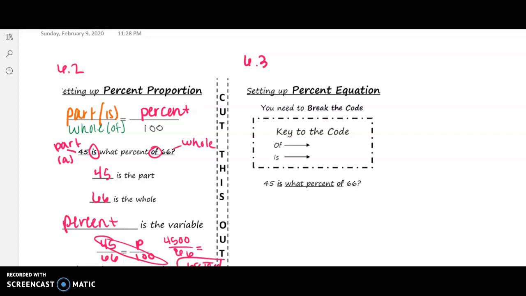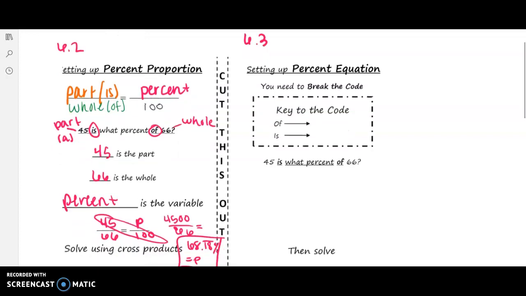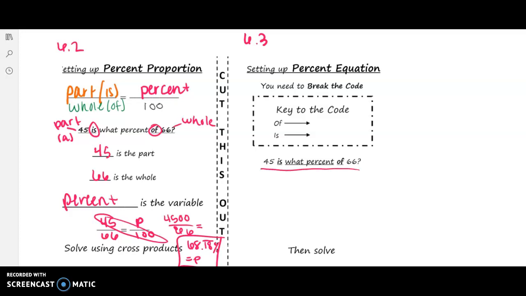But just give it a chance. You get the same answer no matter which method you use. I just want to give you a second option. It's a little bit different when you're using percent equations. The word problems still look the same, so they're still set up and worded the exact same as they were last class. The only difference is we're going to solve them using an equation instead of a proportion.